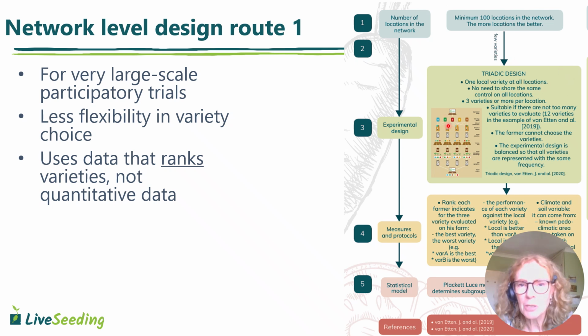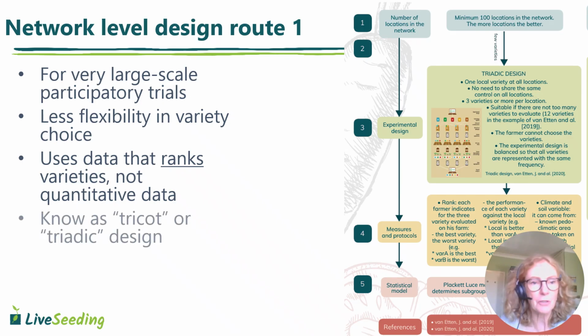Up here you've got a little more on the triadic design. Again, no need to share the same control, so that's useful. 3 varieties or more at each location. Suitable if there's not too many varieties to evaluate. That's right, because you can see in this one it's heavy on numbers of locations, but probably better to have fewer varieties. The farmer cannot choose the varieties though, so they are dictated which ones they have on their farms, but presumably they're ones that most of them are interested in.